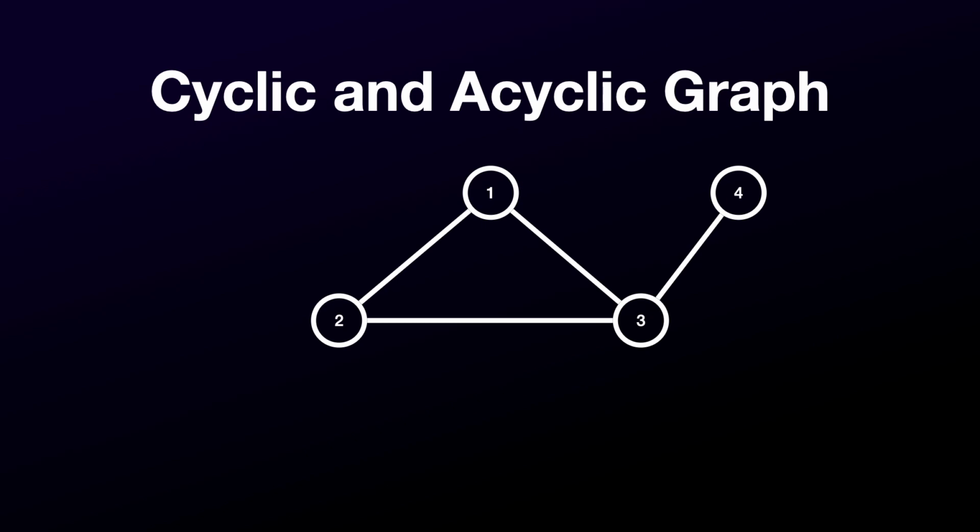Let's now discuss cyclic and acyclic graphs. In the following graph, there is a cycle. So 1, 2, 3, and then 1, right? So if you wanted to start from the node 1 and then wanted to come back to itself, you can do that in this graph. So it has a cycle in it. And the graph with a cycle is called cyclic, and the graph without a cycle, you guessed it, is called acyclic.